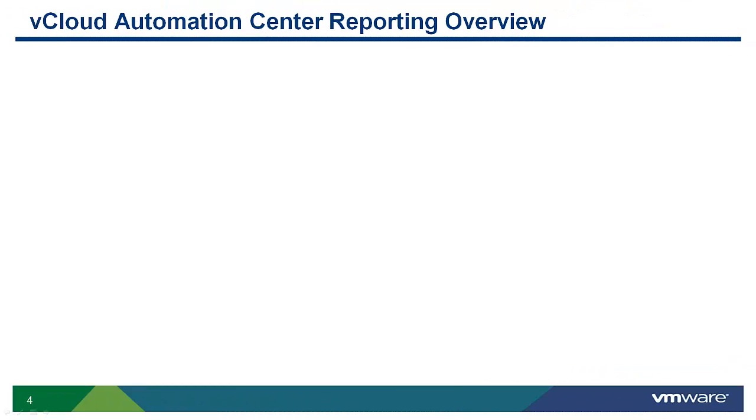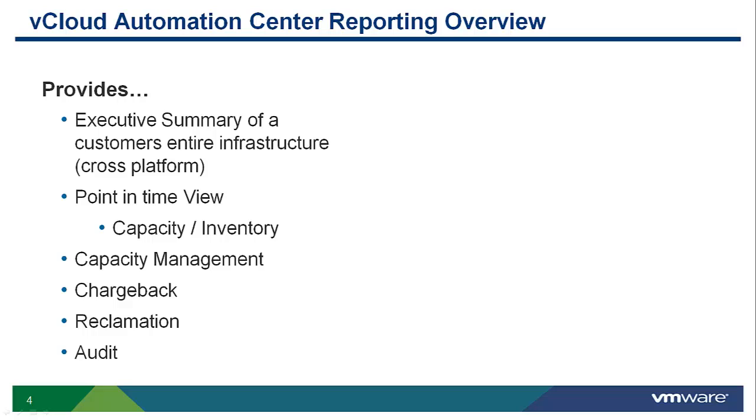First, I want to discuss what the vCloud Automation Center provides as part of its reporting capabilities, as well as what it does not provide. In order to manage across platforms, the vCloud Automation Center collects data on all the endpoints that it manages. As a result, it is able to provide a nice executive summary of all compute infrastructure in the environment. It is important to note that this view is a point-in-time view of the infrastructure and does not depict trending or averages. Also available are reports based on organizational groups or infrastructure around capacity management, chargeback, and reclamation. Audit reports are also available at different levels in the solution.